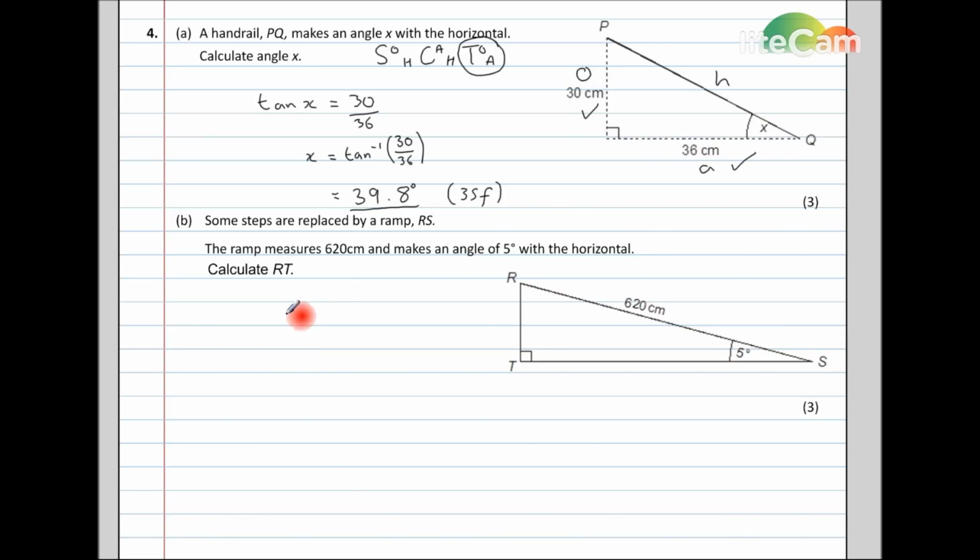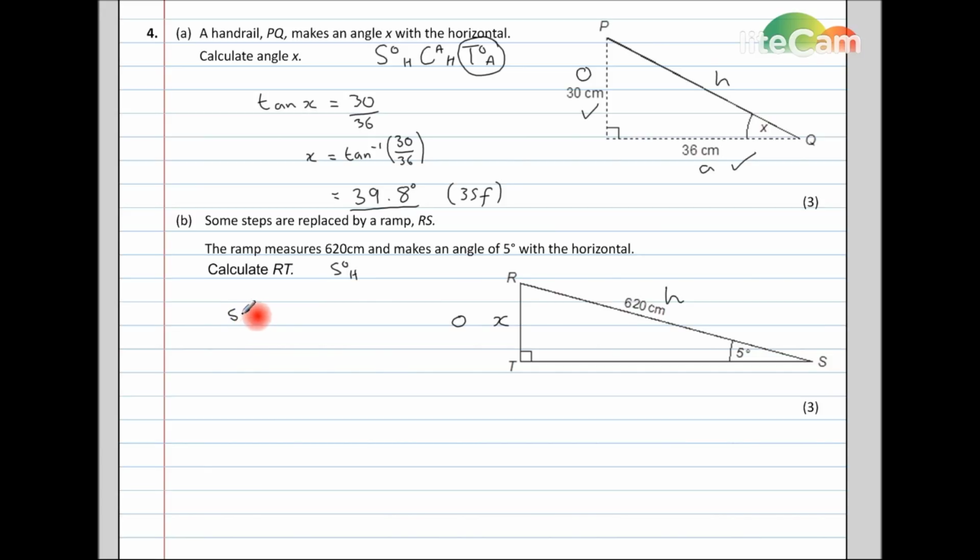Part B. Some steps are replaced by a ramp RS, so that's this length here. The ramp measures 620 centimetres and makes an angle of 5 degrees with the horizontal. Calculate RT. So we're trying to find this length here, so we'll call that X. So another right angle triangle. This time we know the hypotenuse, we know the angle, and we know this side, which is the opposite. So opposite and hypotenuse is going to be the SoH, which is sine.